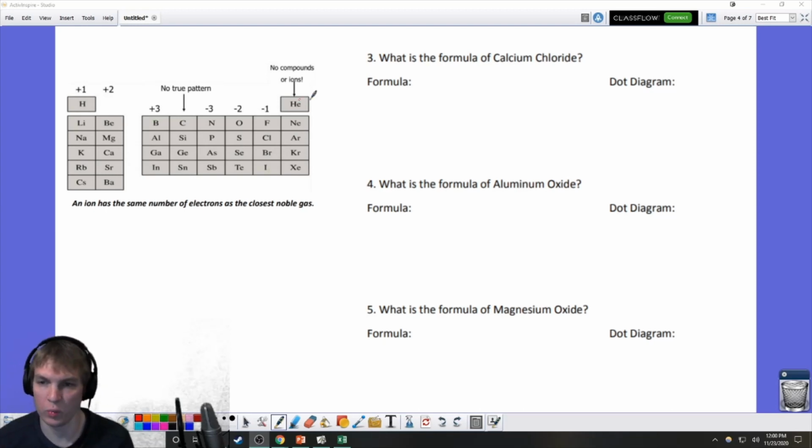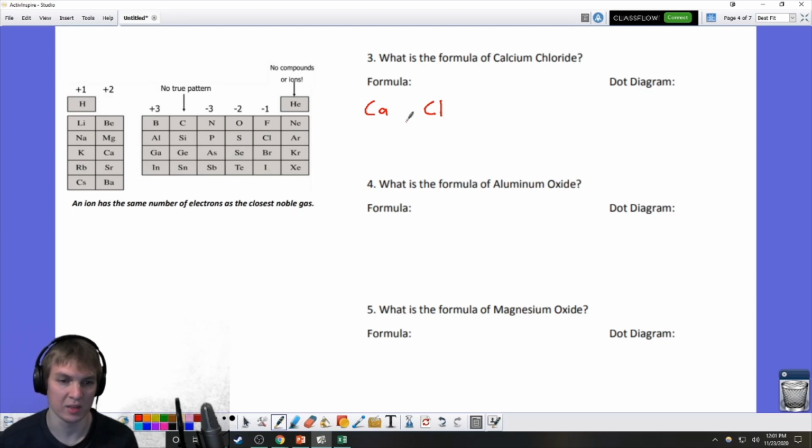So number 3 says, what is the formula for calcium chloride? So we want to take a look at calcium chloride and figure out what that formula is going to be. The way I would solve these problems is I would first write out the elements that I'm dealing with. So I know I'm dealing with calcium, so that's Ca, and then chloride actually comes from the element chlorine. So I'm going to put Cl. So I'm going to write out the symbols for those two.